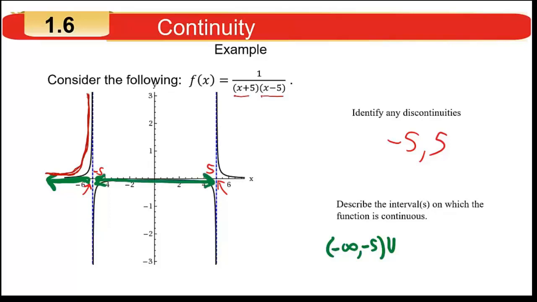Continuing, there's a piece between -5 and 5. And then finally, there's a piece between 5 and infinity. And as I said, WebAssign is not too particular. If you want to put a comma instead of a union symbol, WebAssign is cool with that.